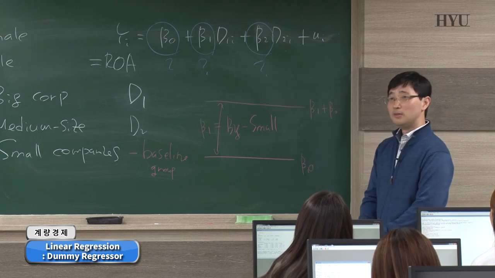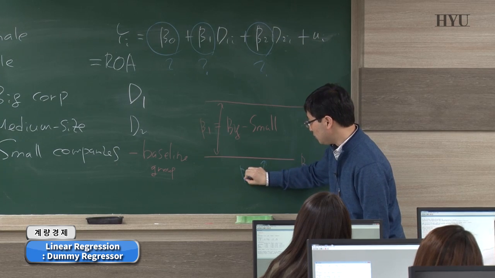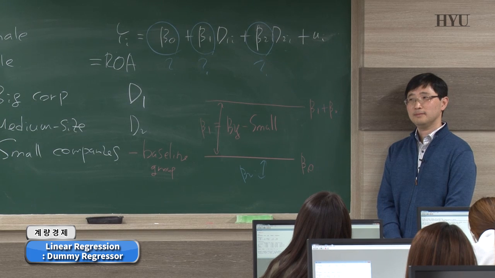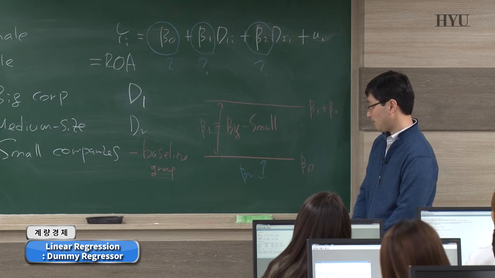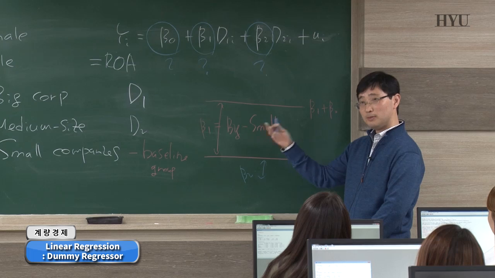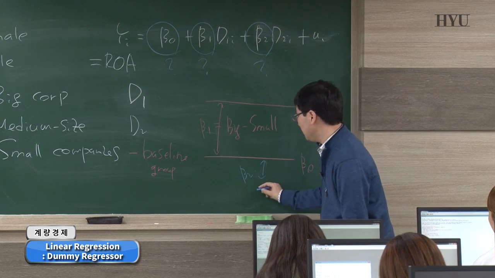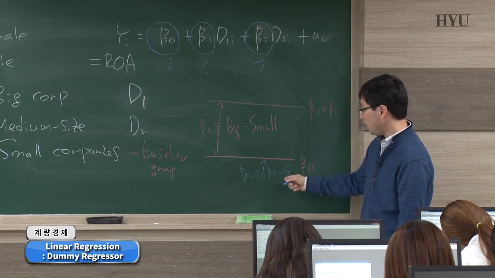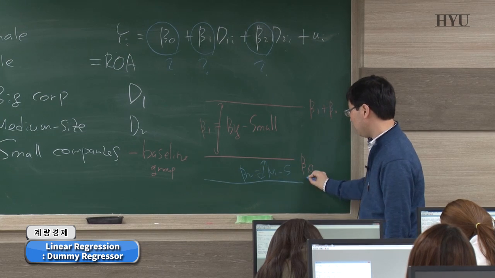Now, what's the meaning of beta 2? Again, it's a gap, it's a difference. Suppose that this is beta 2. What does it mean? So that's the difference between medium-sized companies minus small companies. Okay? It's medium minus small. So how do you get the average ROAs of medium-sized companies? It's here.